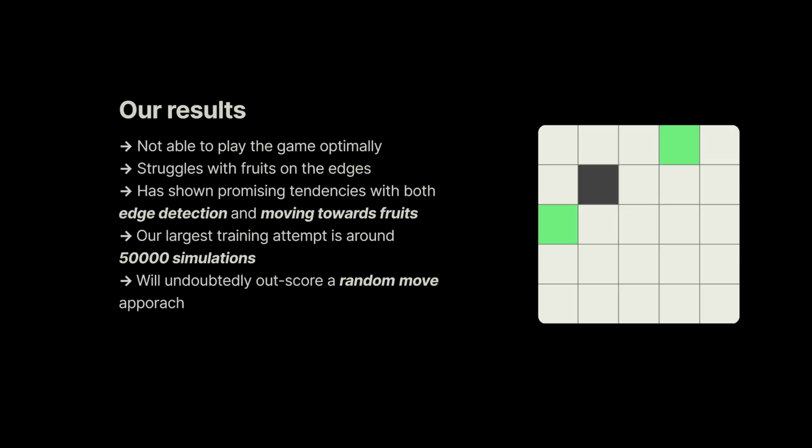So our results: we were not able to make the network play the game optimally. It's quite unstable and has some promising frames, like the one we have on the right. But in general, it seems to suffer from a bit of memory loss and not being able to do more than simple edge detection in some cases and guidance towards the fruits. Our largest attempt of training is around 50,000 simulations, and it will undoubtedly outscore a random move approach.